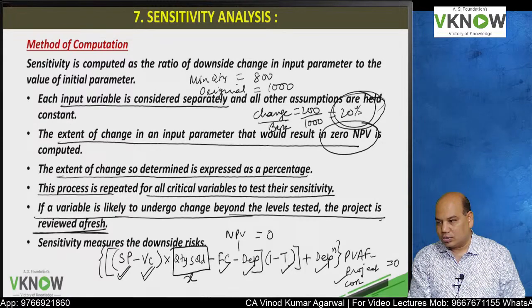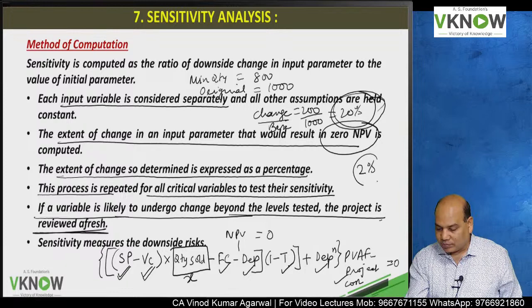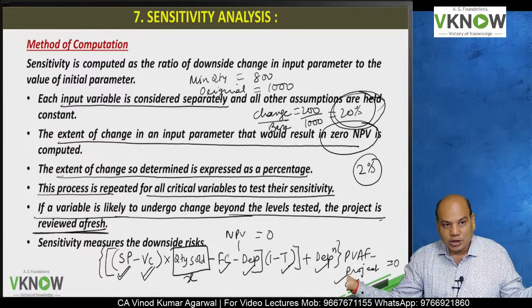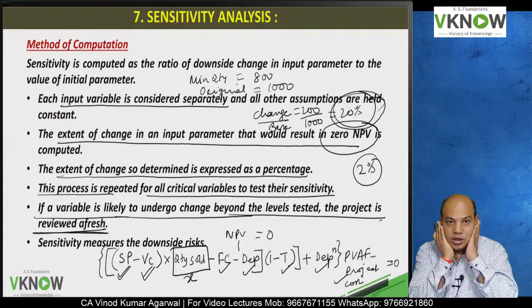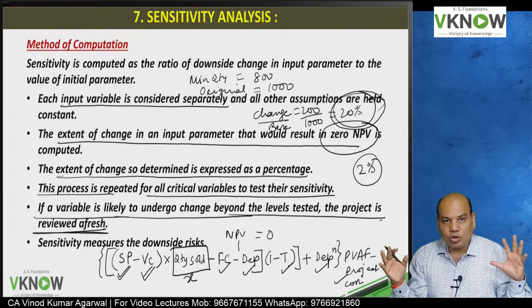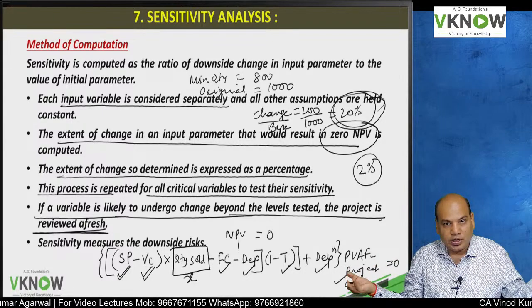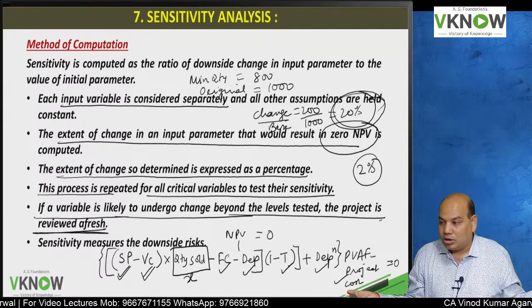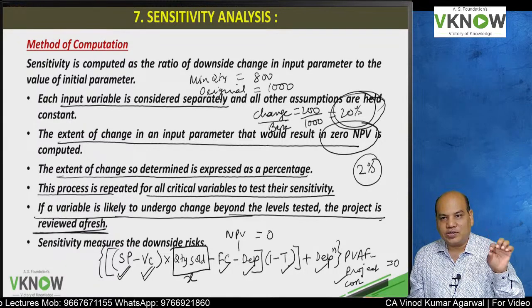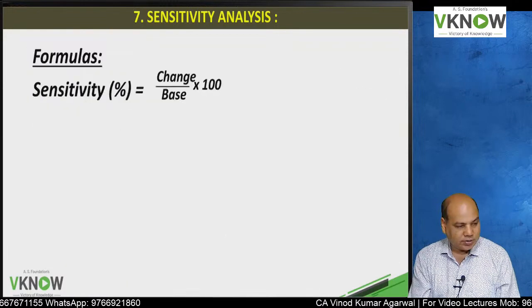The project is reviewed afresh, which means if my answer comes to only 2%, a 2% drop in sales quantity will result in 0 NPV, and more than 2% will result in negative NPV. I have to sit down and think again. Even though it is generating positive NPV right now based on 1000 quantity, if the quantity falls by just 20 units, which is very much possible in future, my project can be loss making. So I will think twice when I find that the percentage change for a particular variable is very small. Sensitivity always measures the downside risk, not the upside gain.